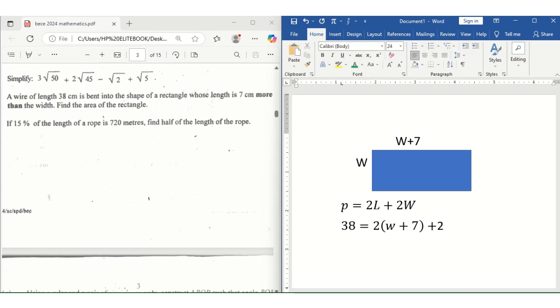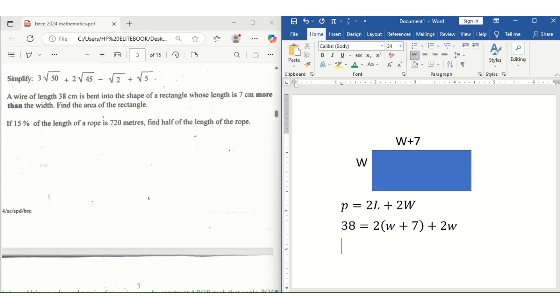So for 2w, the 2 is part of the formula, so it is 2 times the width, and the width is also w. So it means 2 times w. So we still get 2w. All right.